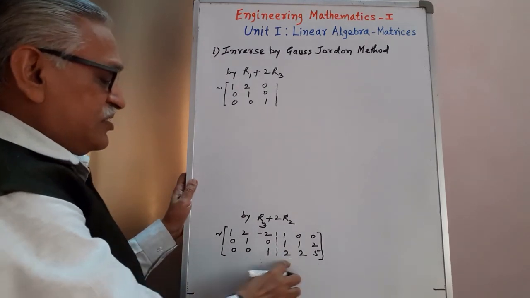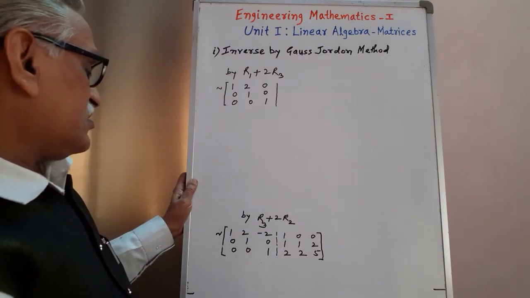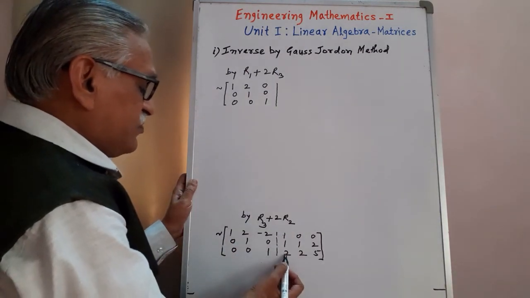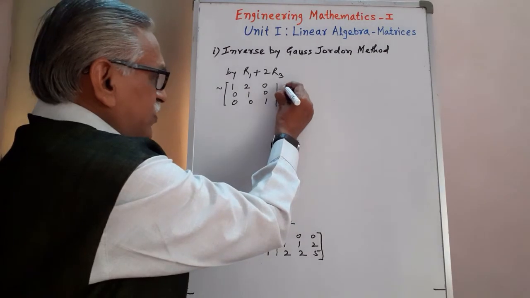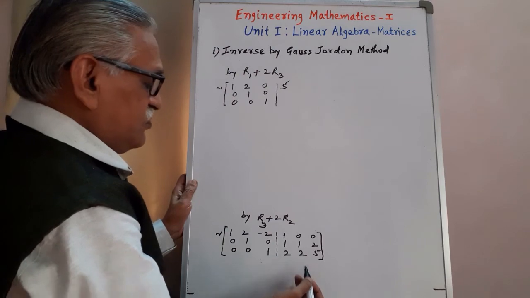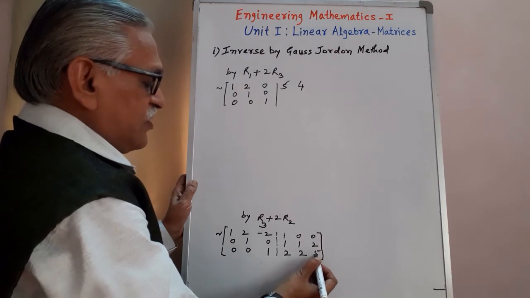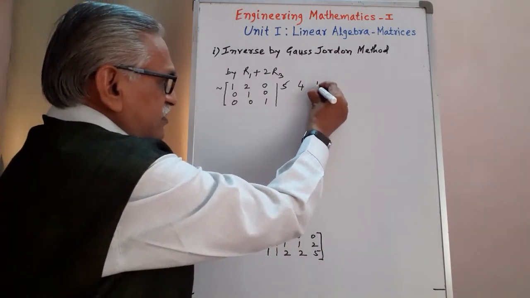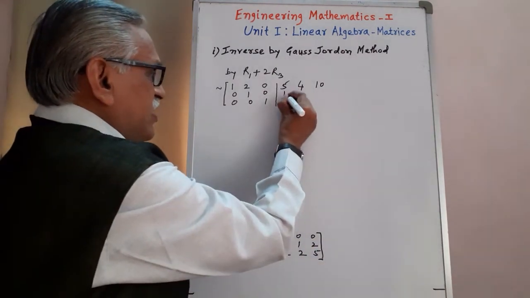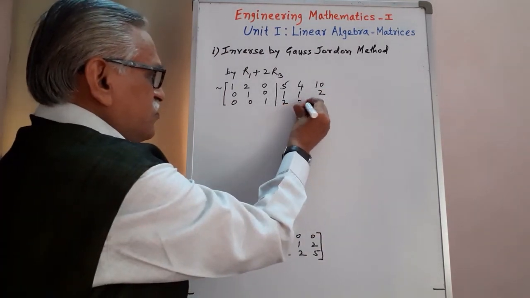In the same way, apply it on this identity matrix: R1 plus 2 times R3. Therefore, 1 plus 2 times 2, 1 plus 4, we get 5. 0 plus 2 times 2, 0 plus 4, we get 4. 0 plus 2 times 5, 0 plus 10, we get 10. Second and third, no change: 1, 1, 2, 2, 2, 5.